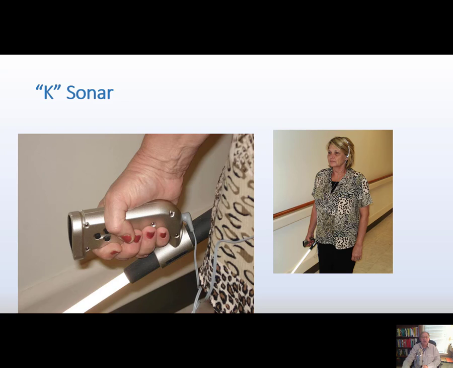Okay, this is the K sonar device in use, and I think you can see on the right hand side, if you're holding it and it's attached to the cane, it's kind of an awkward way of using the cane. Doesn't work very well, I don't think. And you can see here how difficult it would be to actually use it in that way. But you can pull it off of the cane, and you can use it separately.